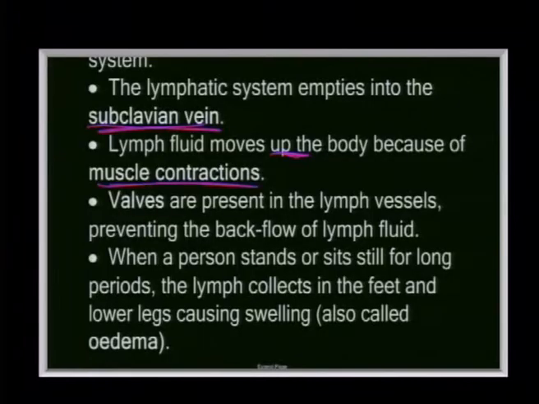And there are valves. So when there's no more pressure and the muscle relaxes, the lymph fluid doesn't run backwards because the semilunar valves close. Then the muscle contracts and pushes it up, and then the muscle relaxes and it comes down and closes the semilunar valve. That's how it basically works. So it's because of muscle contractions. The valves are present in the lymph vessels, preventing any kind of backflow. And those valves, remember, are semilunar valves.